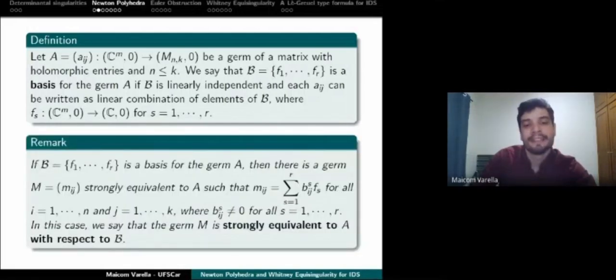And if B is a basis for the gem A, then there is a gem M strongly equivalent to A, such that each Mij can be written as this linear combination, where Bijs is different from 0 for all S. In this case, we say that the gem M is strongly equivalent to A with respect to B. That is, each entry of the matrix M is a linear combination containing all the elements of the basis B.